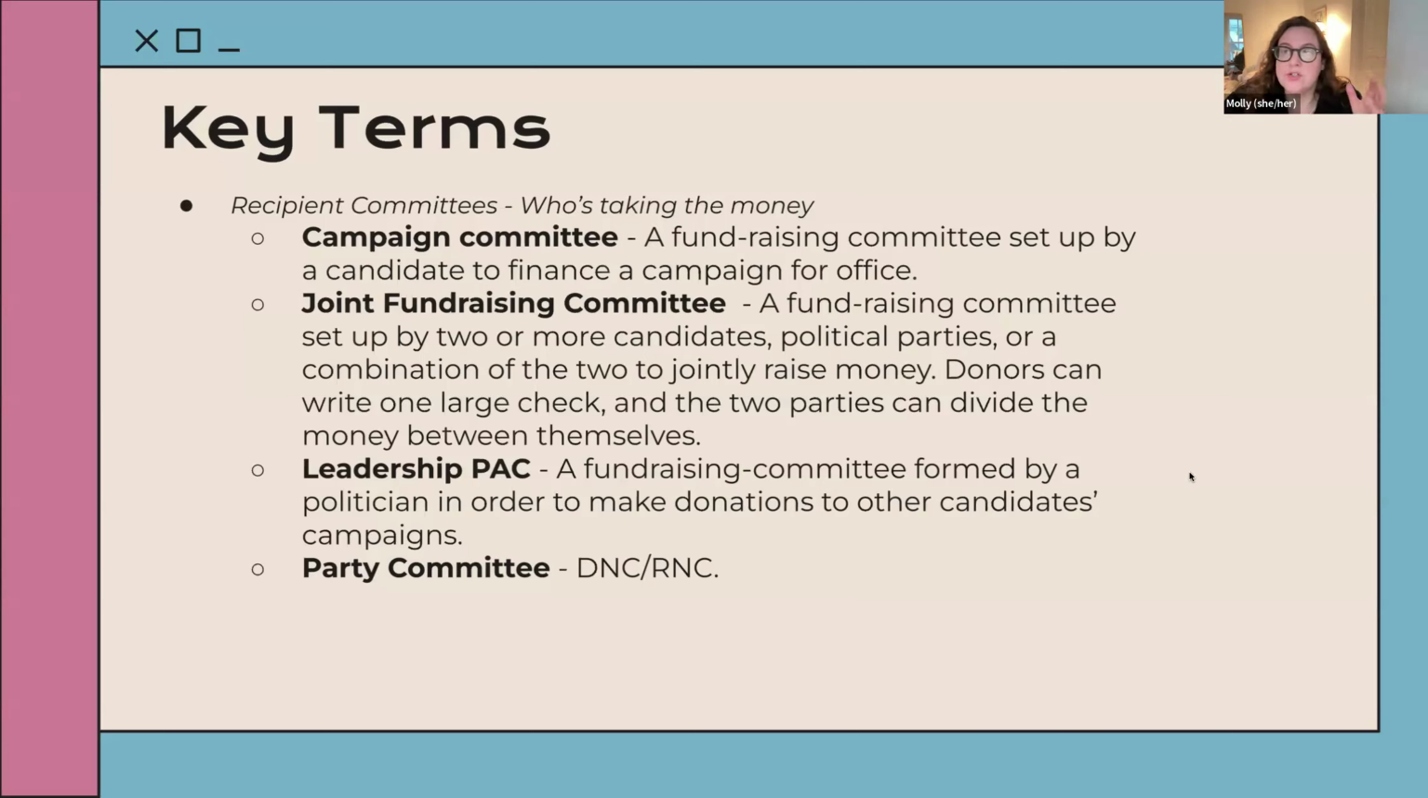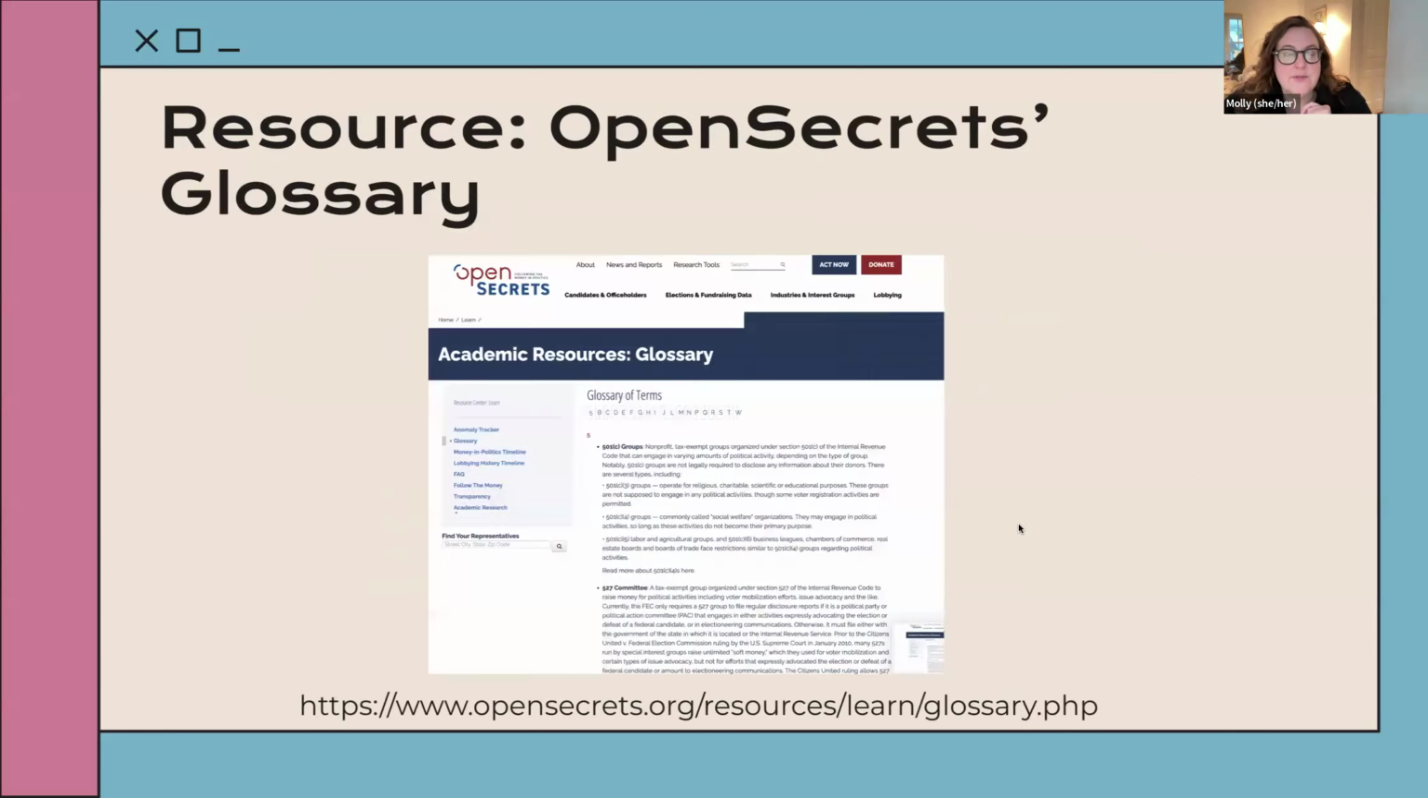People can make donations directly to those as well. So that's a little bit about the nitty gritty of these different kinds of vehicles. Like I said, this can be a little bit terminology-heavy research. There's a really great resource through Open Secrets. They have a glossary. I put the URL here, so if you want to look it up later, of course, you can refer to these slides, but they have a really exhaustive glossary of different campaign finance terms that can also be really helpful.